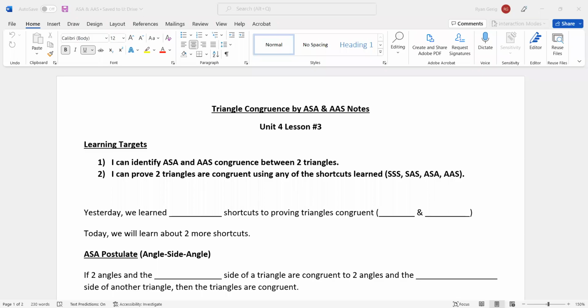All right, here we go with lesson 3. Just going to jump right into it. Yesterday, we learned 2 shortcuts to prove triangles are congruent. Hopefully you remember this. Side, side, side, and side angle side.